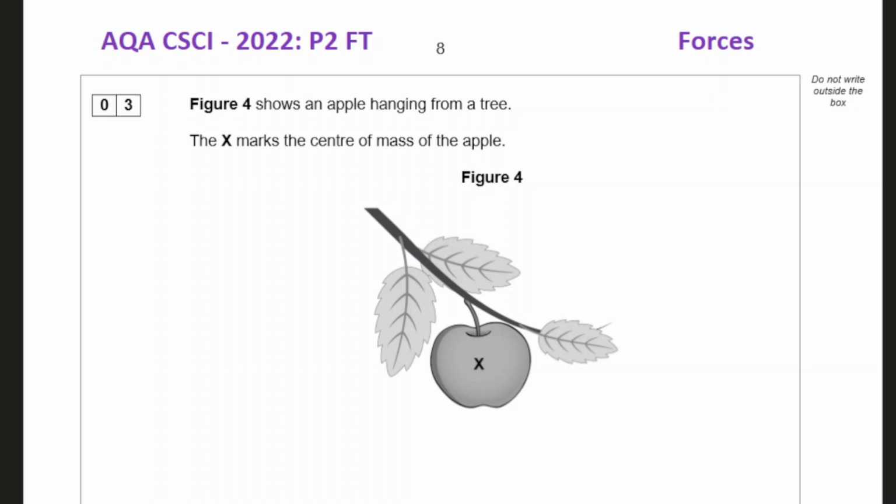In this video, I'm going to go through the AQA Combined Science Physics Paper 2 Foundation Tier from 2022. Question number 3 is on the topic of forces. Figure 4 shows an apple hanging from a tree. The X marks the center of mass of the apple.